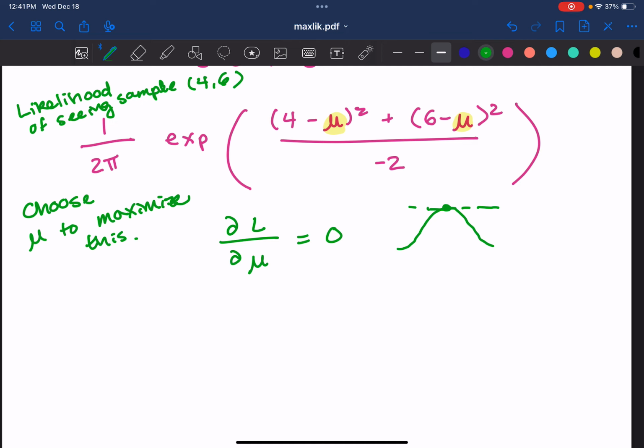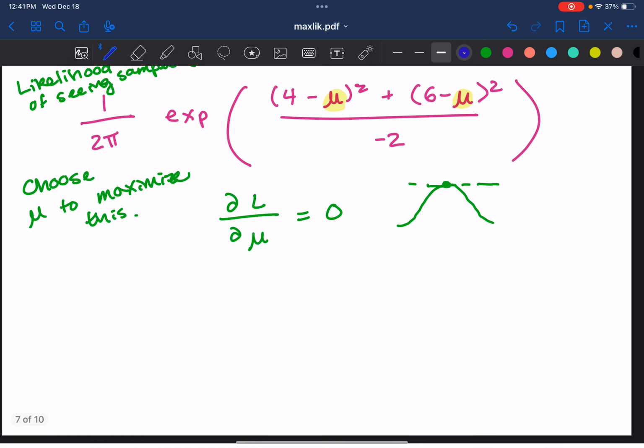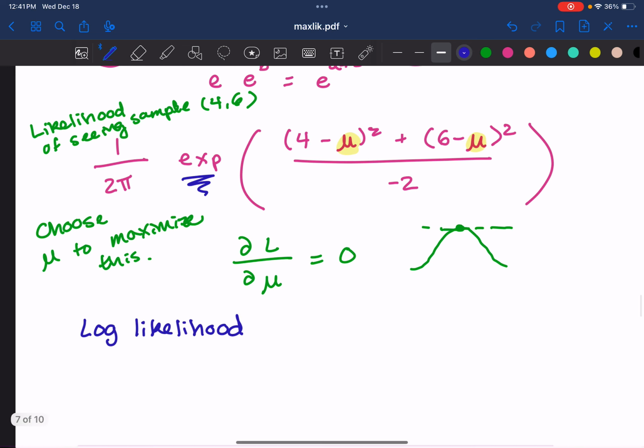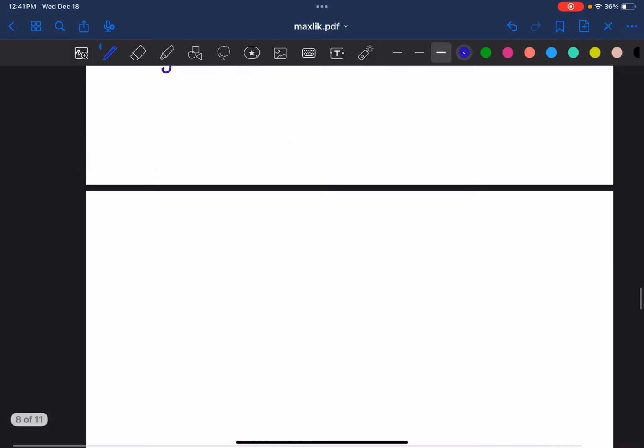That's the idea. The thing is, finding the derivative of this is a little more complicated than it needs to be. So I'm going to use the trick that I mentioned earlier. I'm going to take the log of this thing. So, log likelihood. And log is a strictly monotonic transformation, so the maximum of the log likelihood will be the same as the maximum of the likelihood. Taking the log lets us get rid of that exponential function and makes our computations just a little bit easier.